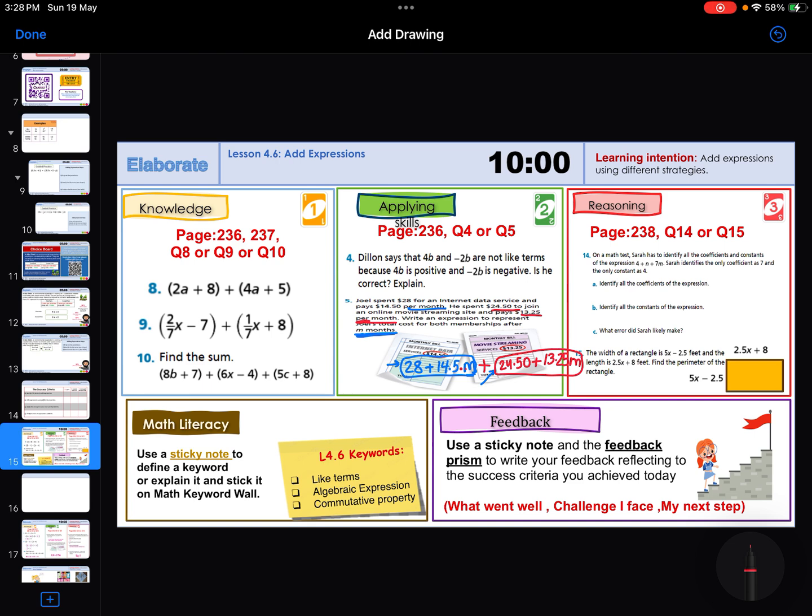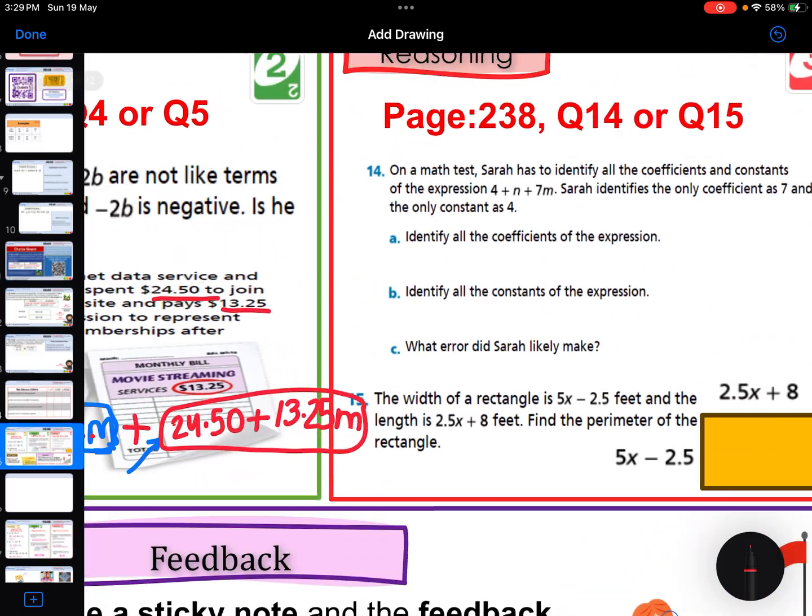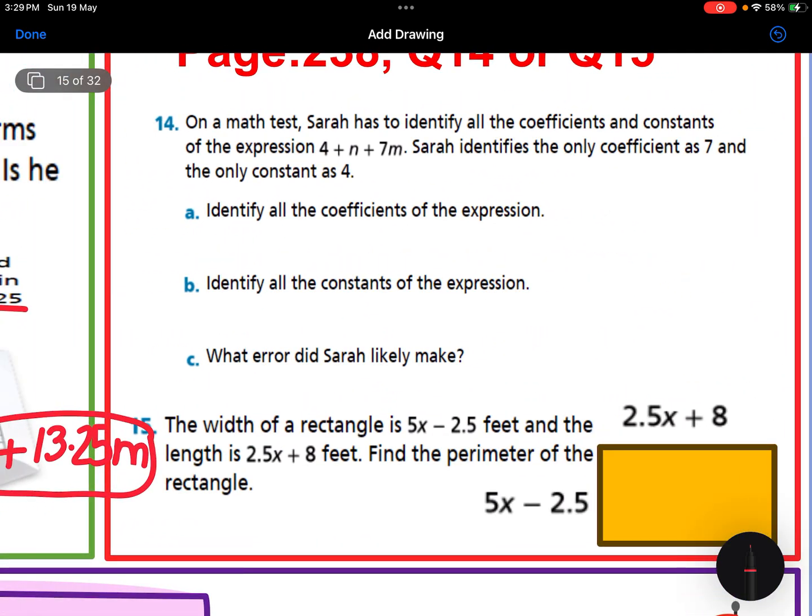Okay, try to explore these questions here. Try to solve them. Of course, don't forget to use Sadis rule. I'll take a reasoning question. Let's do this one. Question number 14. On a math test, Sarah has to identify all the coefficients and constants of the expression 4 plus n plus 7m. Sarah identifies only the coefficients.